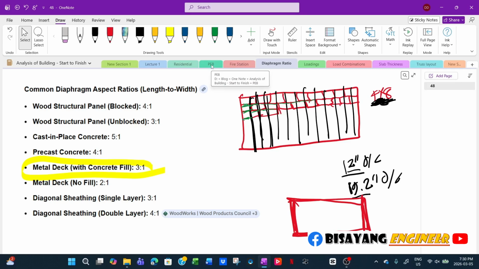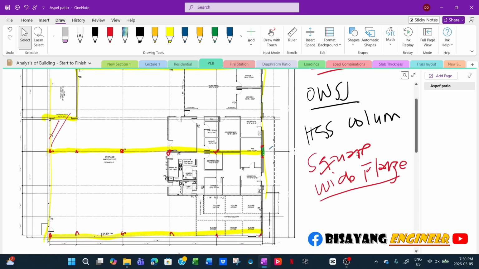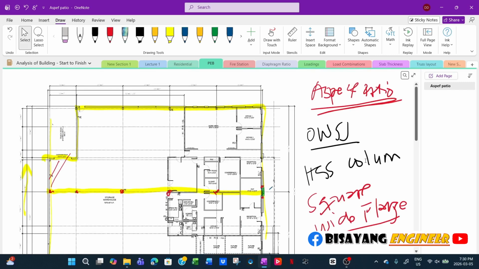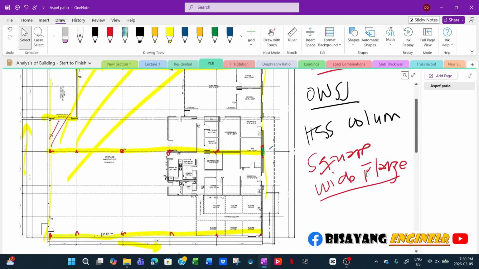So you have to check the aspect ratio, and based on this dimension, by looking at the dimensions alone, it's almost the same in this direction and in this direction. So you don't have to provide any intermediate lateral force resisting system because you have a diaphragm boundary.